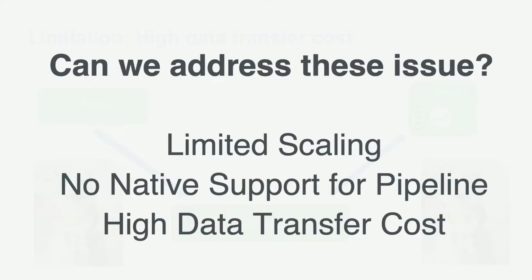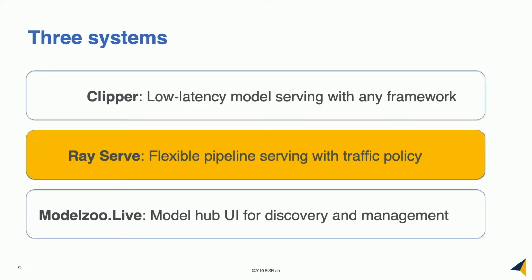Now, can we really address these issues with Clipper? Clipper has limited scaling, it doesn't have native support for pipelines, and it has a very high data transfer cost. Let me introduce you to Serve. What we're aiming at for Serve is flexible pipeline serving with traffic policy. Serve is supposed to be a serving system that can scale to any scale.